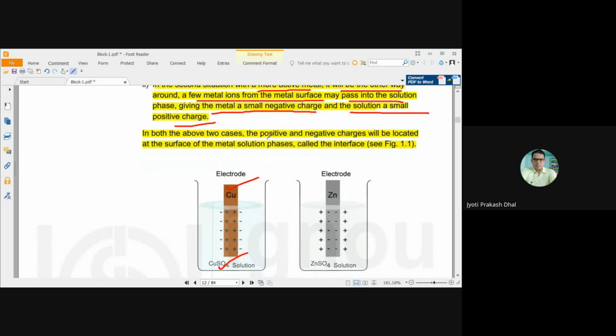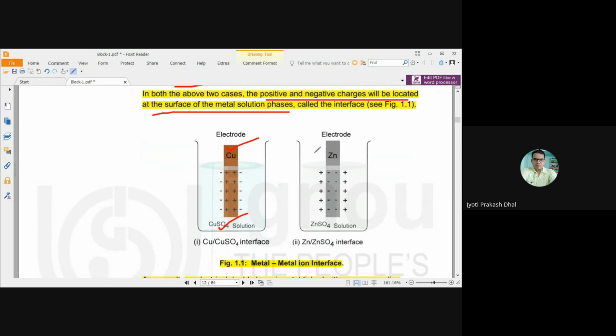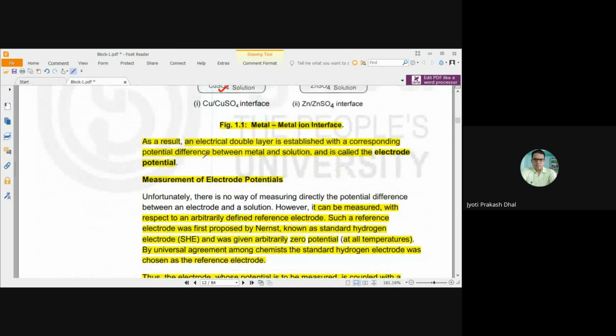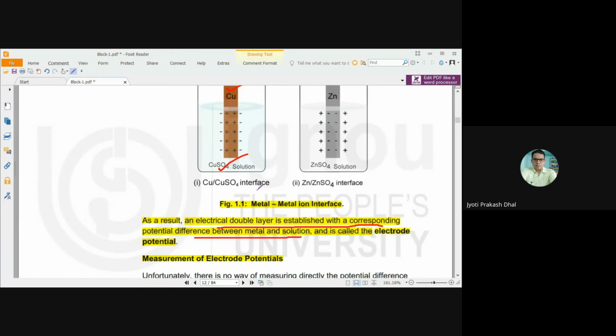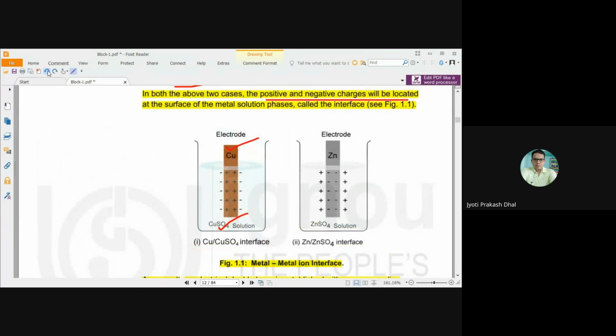In both cases, the positive and negative charges will be located at the surface of the metal-solution phase, that is the interface. As a result, an electrical double layer is established, corresponding to the potential difference between the metal and the solution. This is called electrode potential. So here we have discussed two different types of metal electrodes dipped in their corresponding salt solutions. The first one is copper metal in copper sulfate solution, and copper is a less active metal.